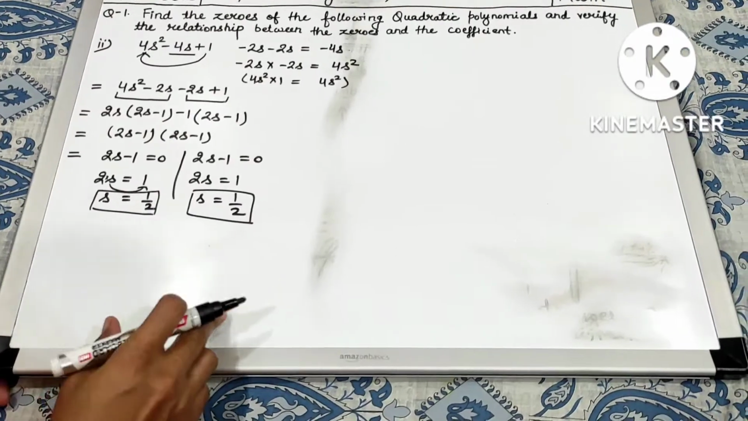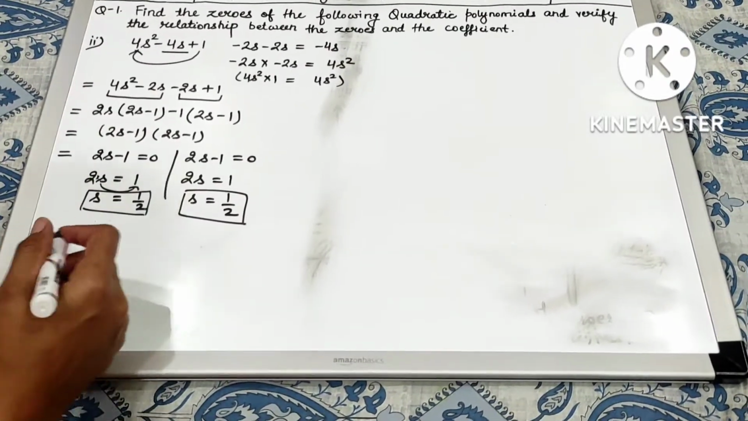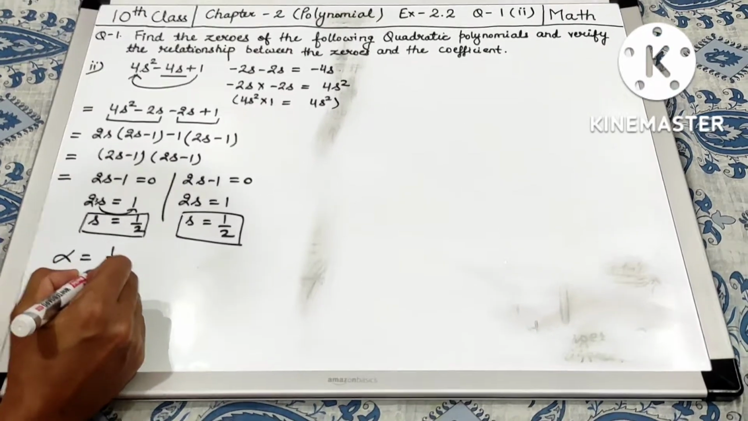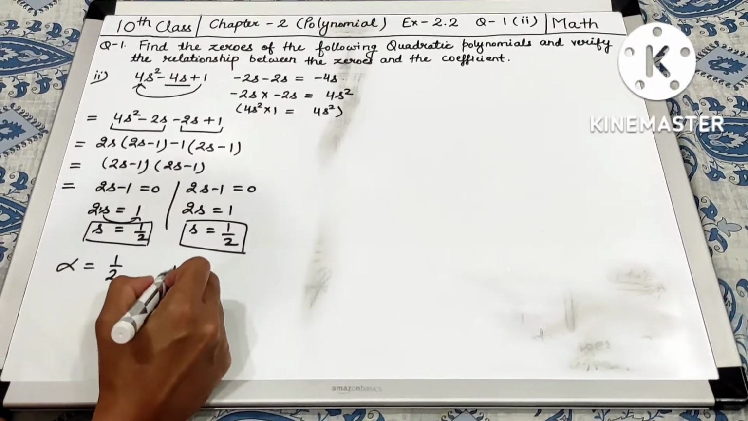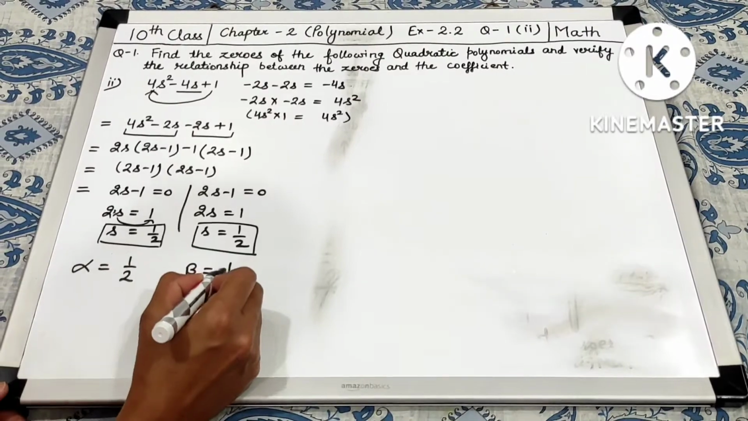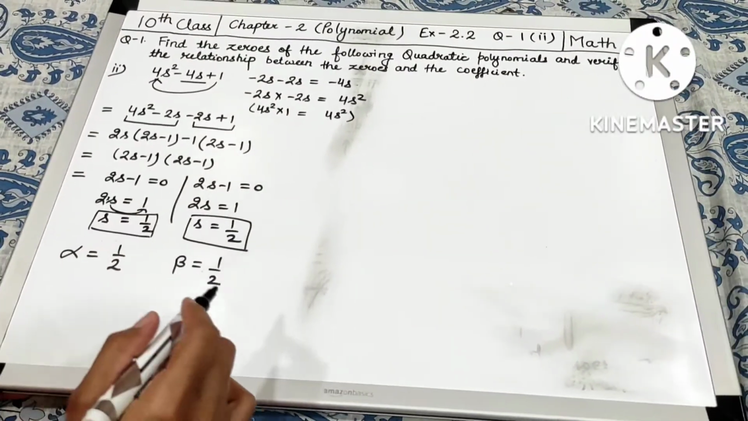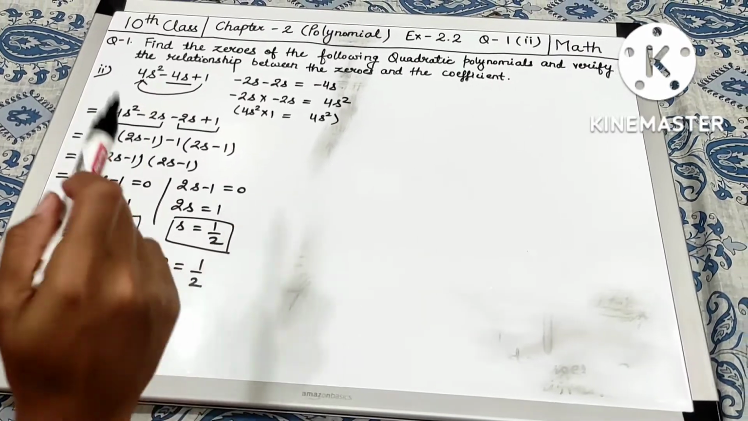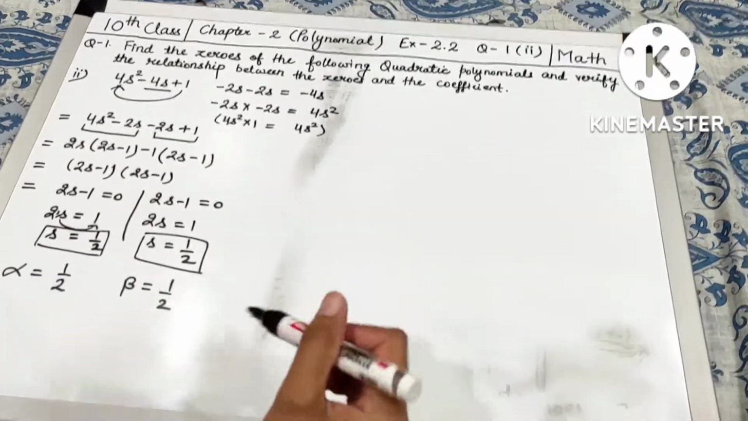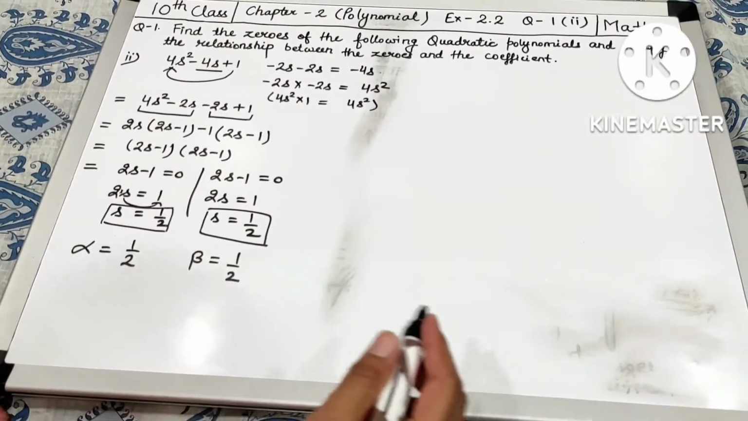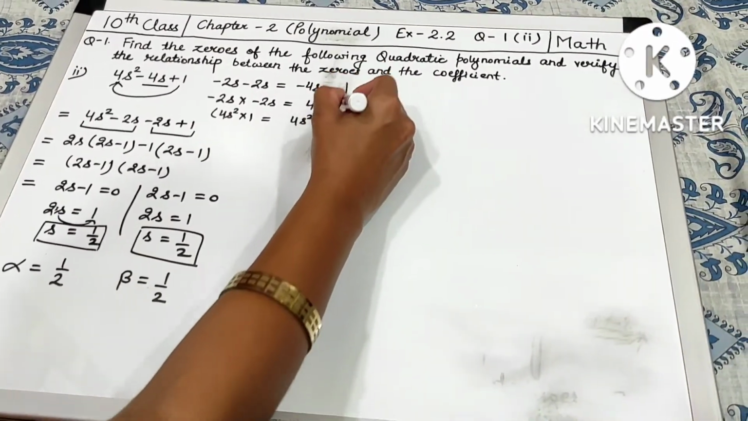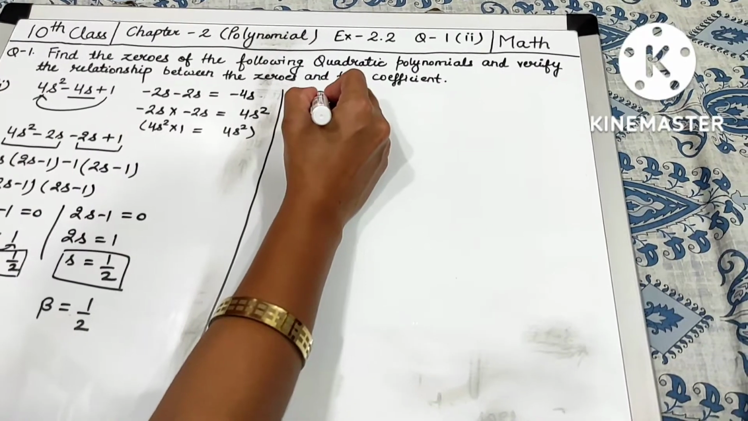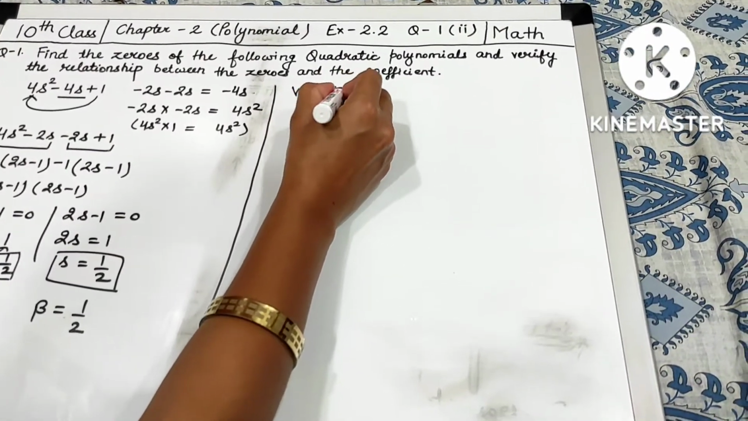These are the zeros of this quadratic equation. So we can give a name, like first zero is alpha. Alpha is equal to 1 by 2, and second zero is beta. Beta is equal to 1 by 2. But student, in this question we also have to verify the relationship between the zeros. So now we will do verification.